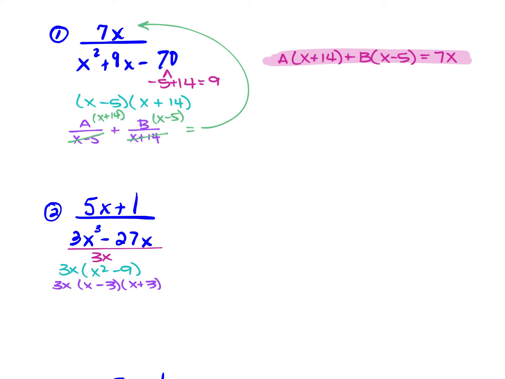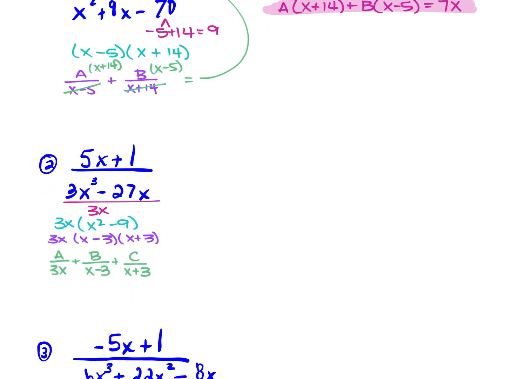How many parts, when that denominator is factored, do we have that involve an x? 3. So that means you're going to have a over 3x plus b over x minus 3 plus c over x plus 3. So this is a little different than the ones that we did in your notes. So this one actually has 3 parts. That's why we're using A, B, and C.